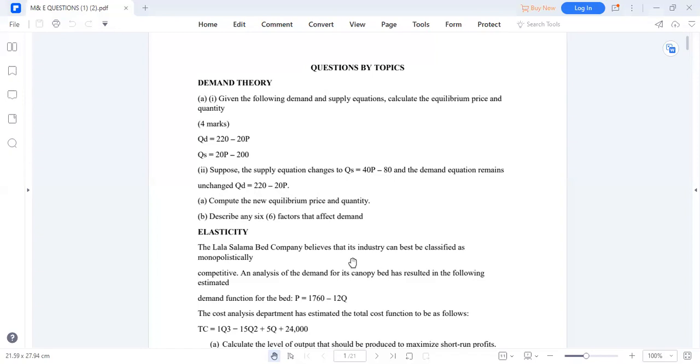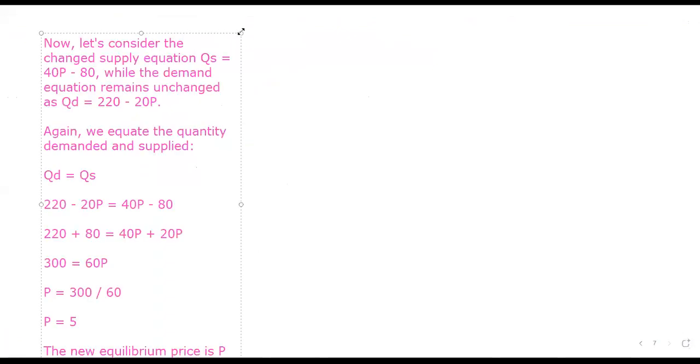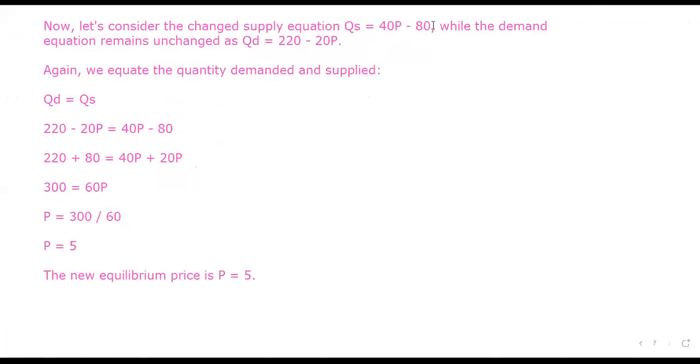All right, so the same principle applies. We're just going to equate the two equations. So 40p minus 80 equals 220 minus 20p. So this one will come and add, this one will subtract. So here we're going to have 60p equals 300. Then divide that, we get our new p as 5. Okay, so how do we get the Q? We substitute in any of the equations.